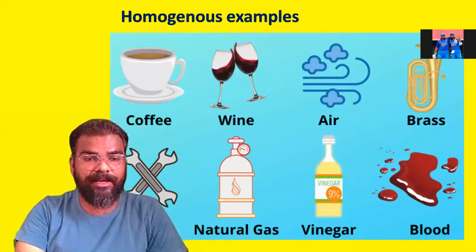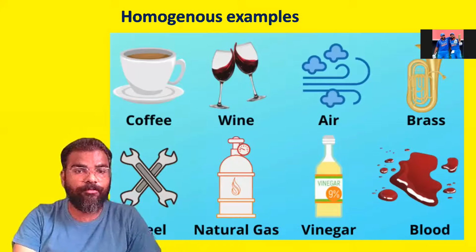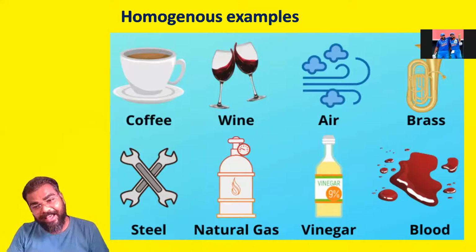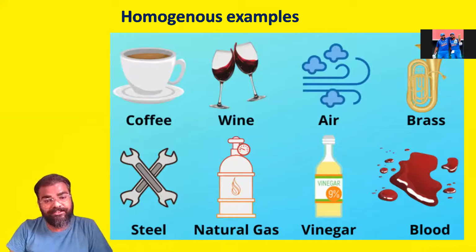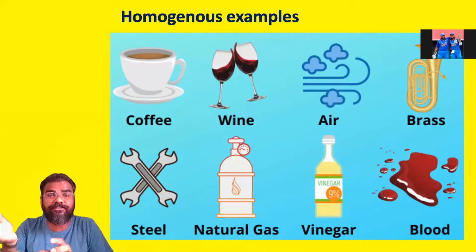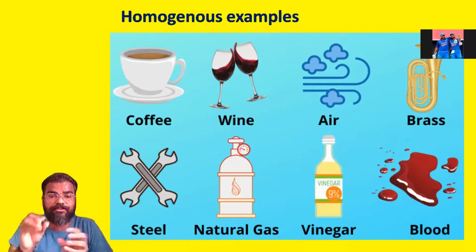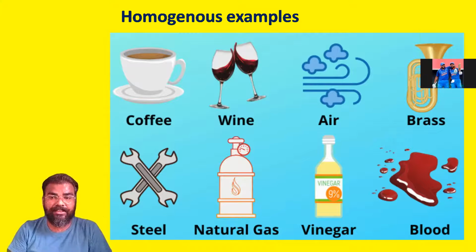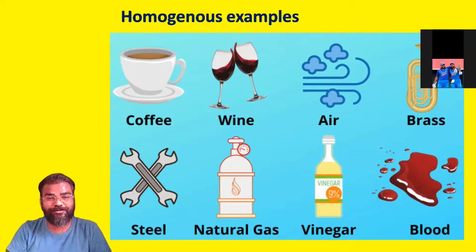Then a few examples of homogeneous mixtures. You can see over here coffee, wine, air, brass, steel, natural gas, vinegar, which the Chinese food vendor uses. He adds a transparent liquid in the dish, so that is vinegar. Blood, all these are different examples of homogeneous mixtures. Some students' mouths must be watering. Coffee, wine.